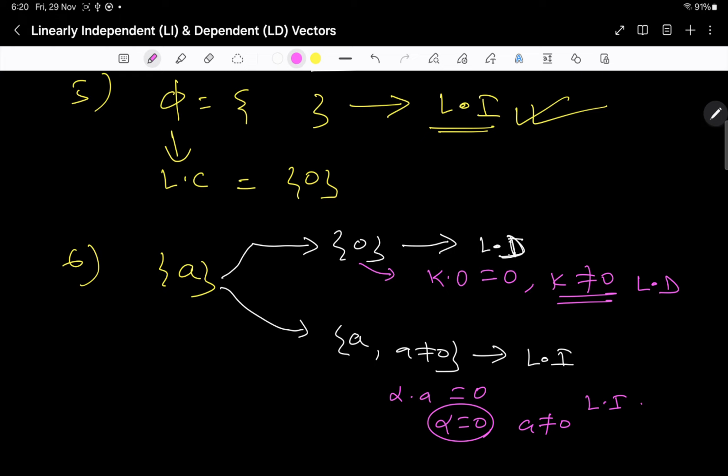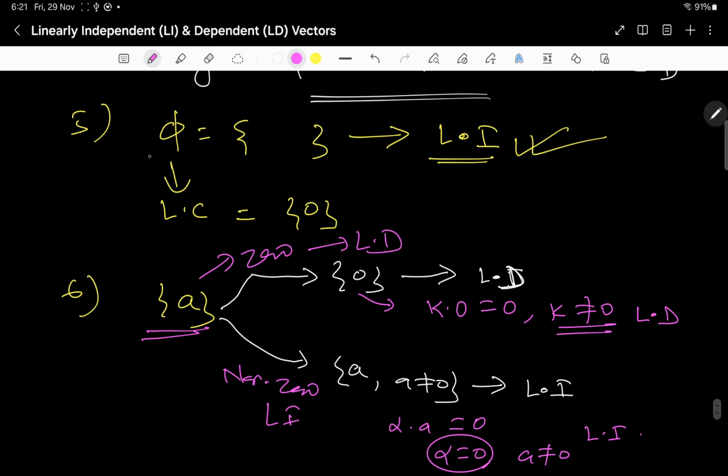So a singleton set, if it is non-zero, is LI. If it is 0, then it is LD. You should remember this for short questions. And phi is always linearly independent, because there is nothing to be a multiple of anything.